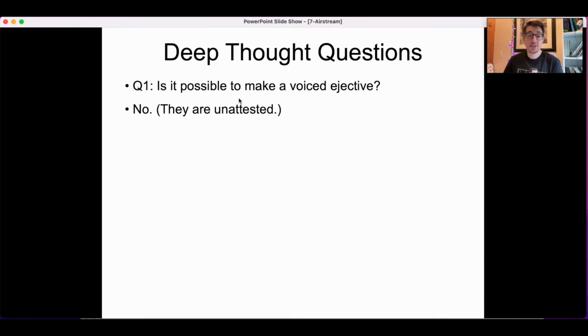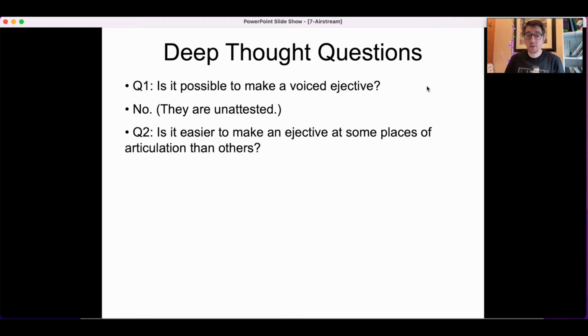And why is that so? That's a good question to answer. So why can't we have voiced ejectives? Well, in principle, if you're making a glottal stop, you're not allowing air to go through, so you're not allowing air to make vibrations of your vocal folds. So that's basically it. You cannot allow the air to do this because then you would not make a glottal stop.